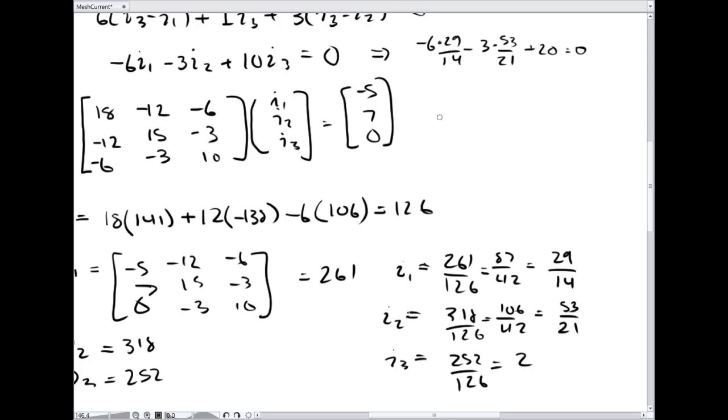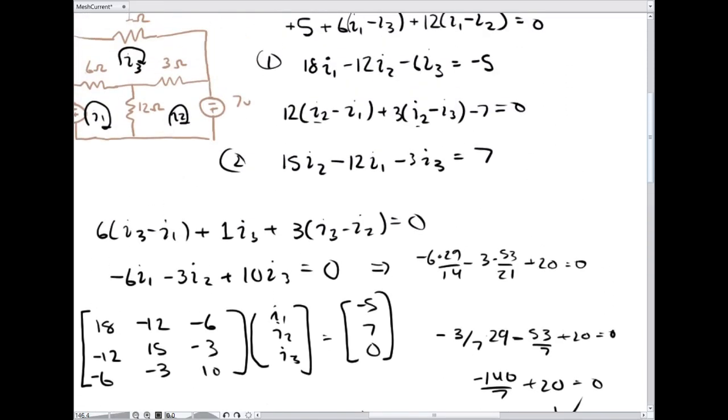So minus 3 over 7 times 29 minus 53 over 7, okay, plus 20 equals 0. So 3 times 29 is 87. We already went through that. So minus 87 minus 53 more is minus 140 over 7 plus 20. So that checks. So you would do that on the test if you had enough time left to check.